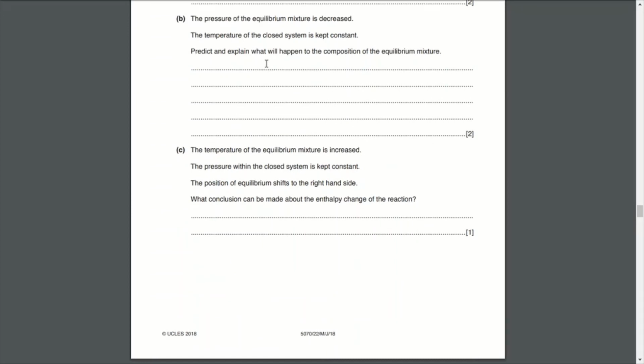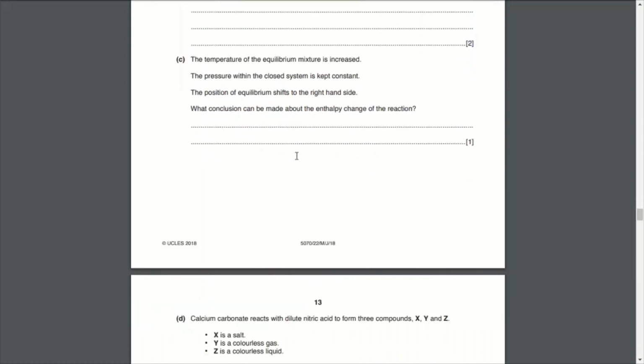Moving on to part C. The temperature of the equilibrium mixture is increased. The pressure within the closed system is kept constant. The position of the equilibrium shifts to the right-hand side. What conclusion can be made about the enthalpy change of the reaction? Definitely it is going to be endothermic, because the temperature of the equilibrium mixture is increased, and when temperature is increased and the equilibrium shifts right, we are sure it is an endothermic reaction.